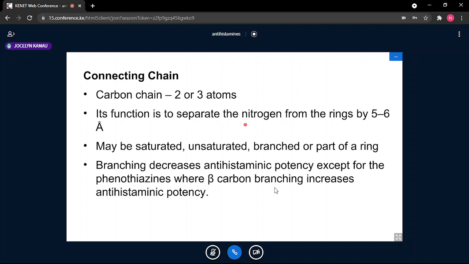Its function is to separate the nitrogen from the rings by 5 to 6 angstroms. I believe you have heard that measure. It is a unit, angstrom. Can you tell me what is the relationship between an angstrom and a meter?